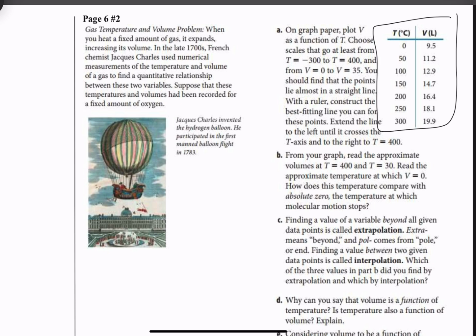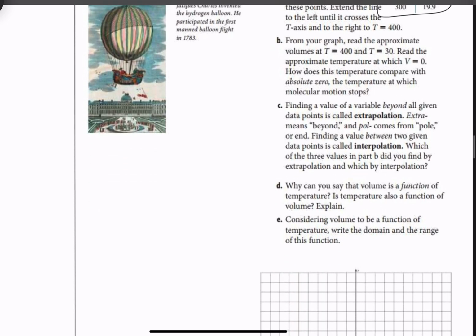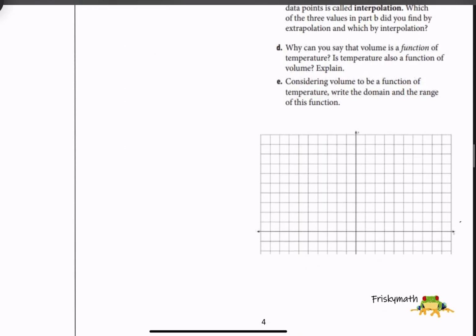Now they said that V is a function of t. We know that our inputs are t, or temperature, our outputs are V. So I know that my function actually can be written as V of t. Okay, that kind of helps me name the function and understand what's going in and what's coming out. So I've given us some graph paper below, and that's where we're going to plot our points.